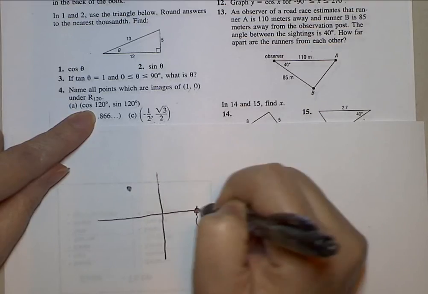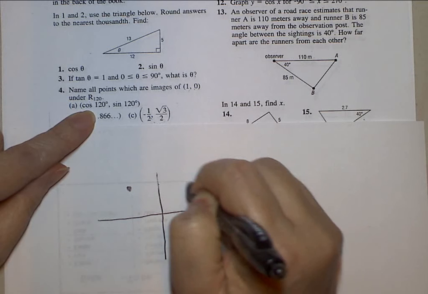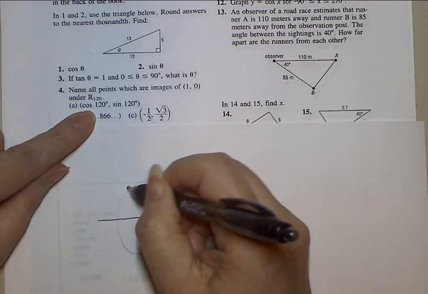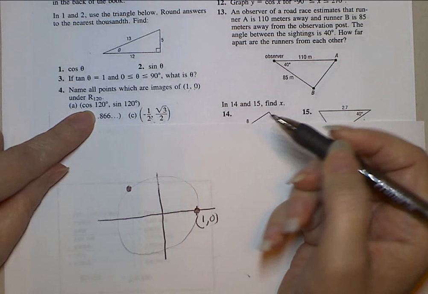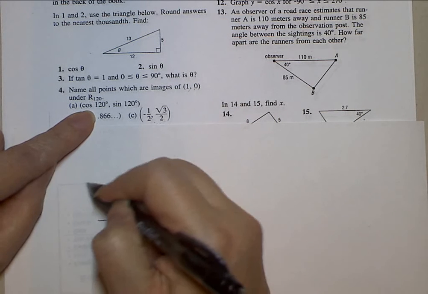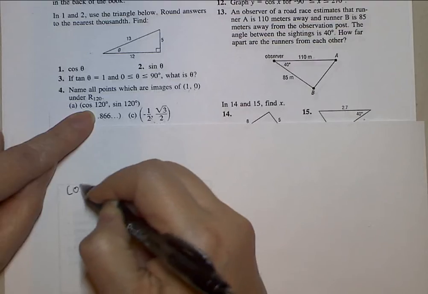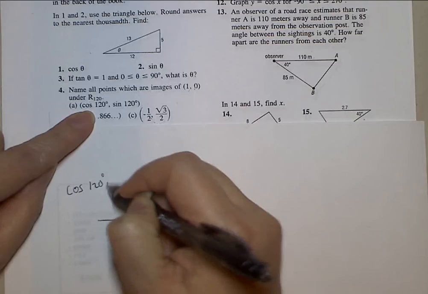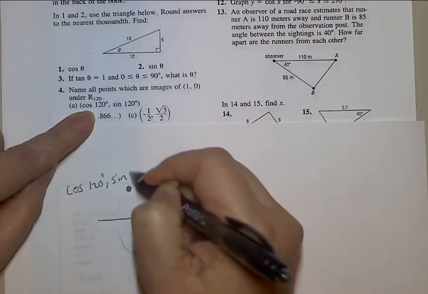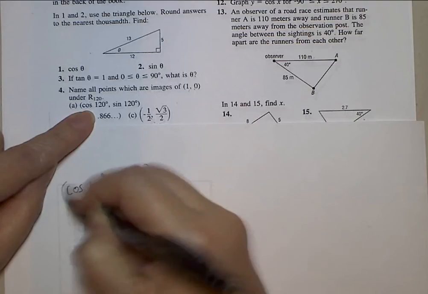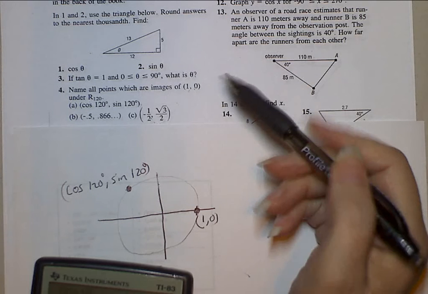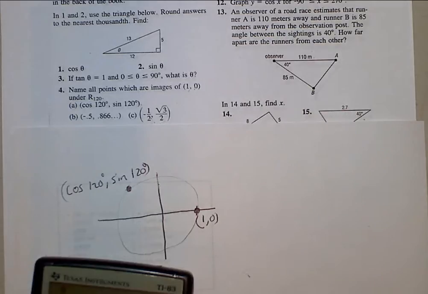Now remember that this is on the unit circle. So what point is that? That point is (cosine of 120, sine of 120). So A is definitely it. Well, let's find out what that is.